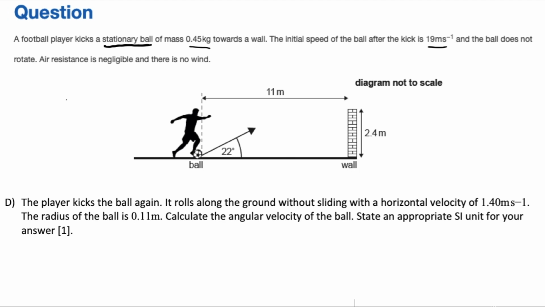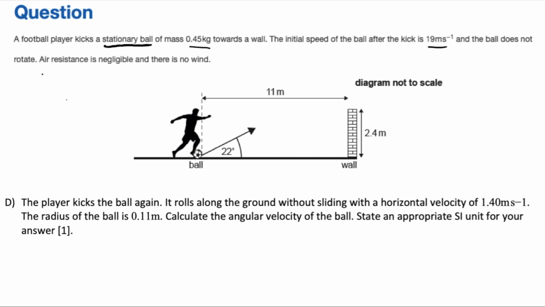Okay, this is the last part of the question, part D. The player kicks the ball again. It rolls along the ground with a horizontal velocity of 1.4 meters per second. The radius of the ball is 0.11 meters. Calculate the angular velocity of the ball. State an appropriate SI unit for your answer.